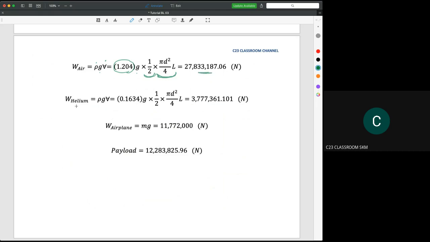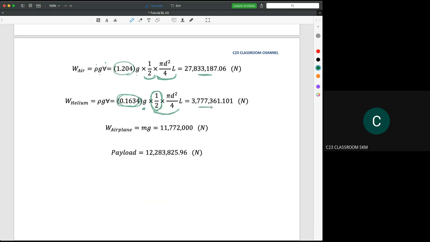Then we could calculate the weight of helium by changing the density to that of helium. You could see the density of helium is very light, around 0.1634. We multiply with the gravity and also the volume, and please remember we need to divide by half. Then we get around 3.7 mega Newton. The weight of the airplane is mass times gravity. The mass is given in the question, and you multiply with gravity 9.81, so you will get around 11.7 mega Newton.